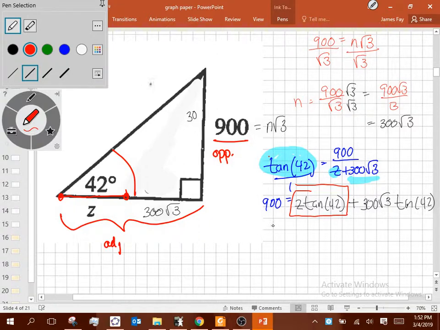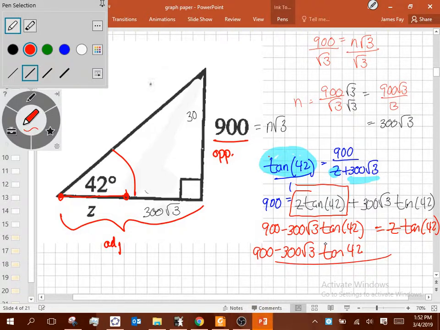Subtract it. Now, like I said, I don't want to rewrite and figure out what that number is. I'm going to leave it this way. So subtract 300 radical 3 tangent of 42, and that is now equal to z divided by tangent of 42. Now, how do I get z by itself? Good. Divide both sides by tangent 42, and that will isolate z. Does that make sense?